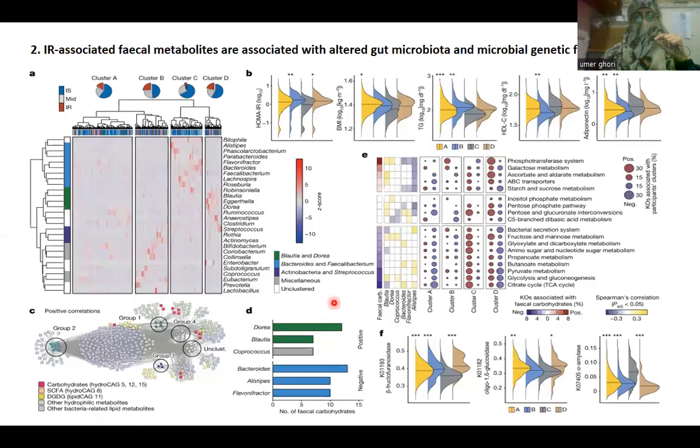So, moving towards the next results. This graph shows the insulin resistance associated fecal metabolites that are associated with altered gut microbiota and microbial genetic functions. The study participants were classified into 4 clusters: cluster A, cluster B, cluster C, and cluster D, on the basis of their taxonomic profiles.